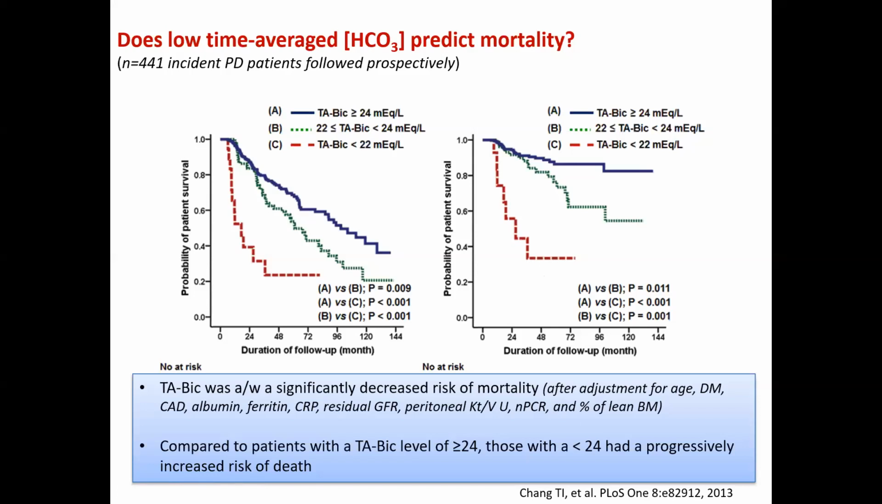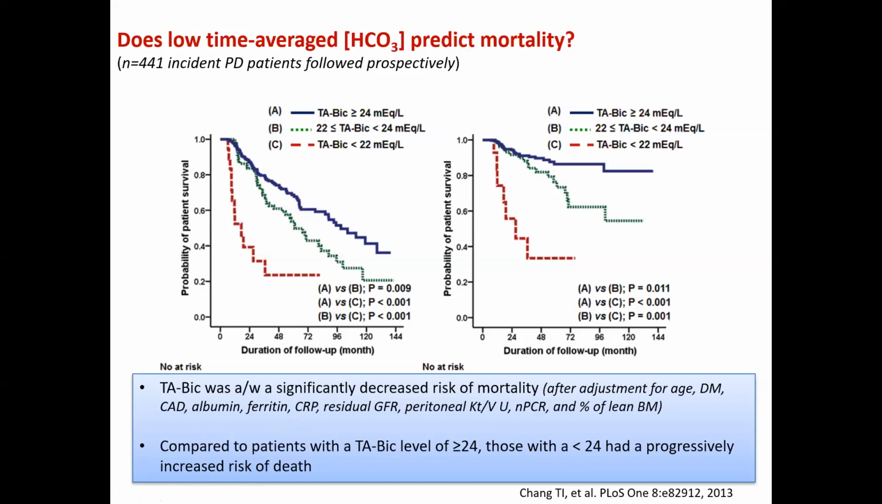All right, and this study had tried to adjust for multiple things, as you can see there. And really the final conclusion of the study was that compared to patients with a time average bicarbonate more than 24, those with less than 24 had a progressively increased risk of death. All right, so perhaps we should try and achieve a bicarbonate that is 24 or higher in our PD patients in order to decrease their chances of mortality. Again, this is observational data that is just hypothesis generating, but that's what we have.